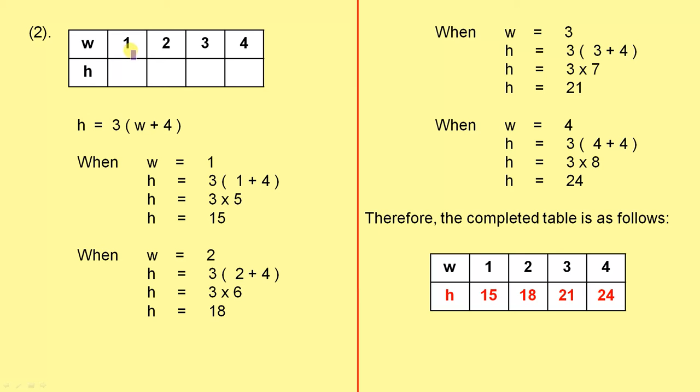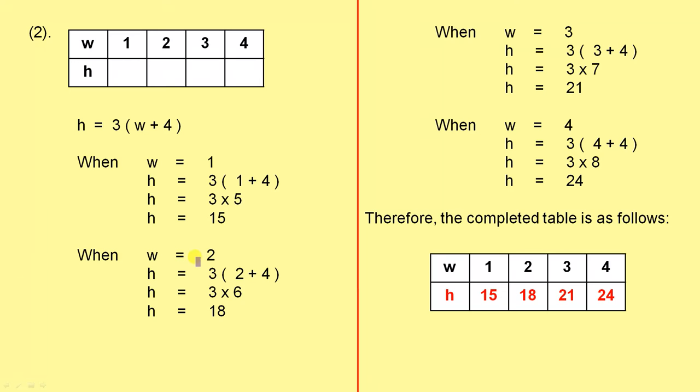Here we have a table again with W and H. W has the values 1, 2, 3, 4. We have to find the 4 different values of H. The equation is H equals 3 multiplied by W plus 4. So remember, there is a multiplication sign here. You don't have to show it, but it is there. So when W equals 1, H equals 3 outside of 1 plus 4, which is 3 times 5, because 1 plus 4 is 5, and that's 15.